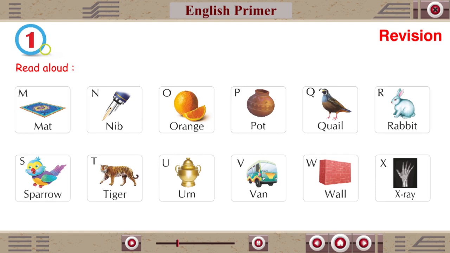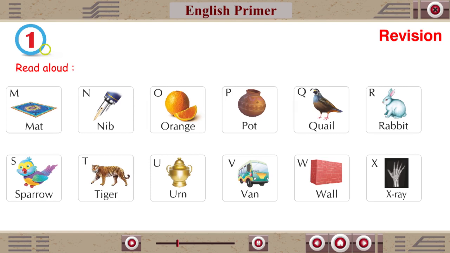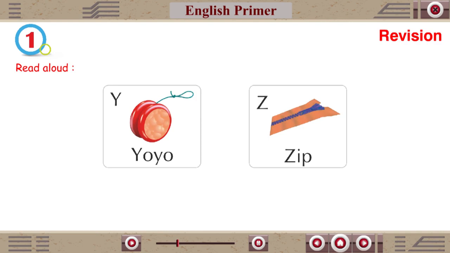P for pot. Q for quail. R for rabbit. S for sparrow. T for tiger. U for urn. V for van. W for wall. X for X-ray. Y for yo-yo. Z for zip.